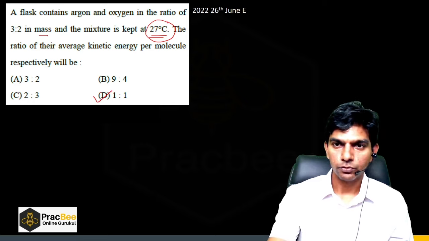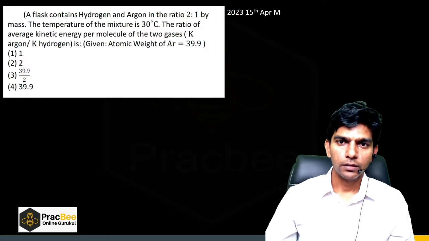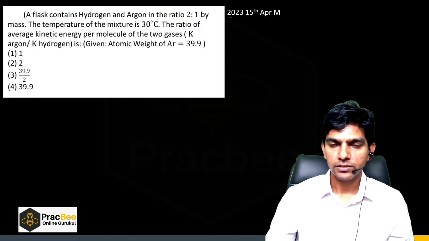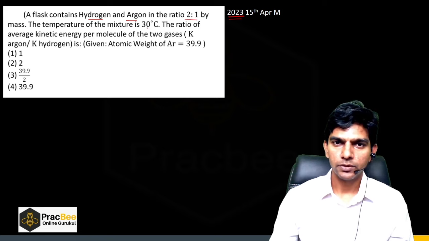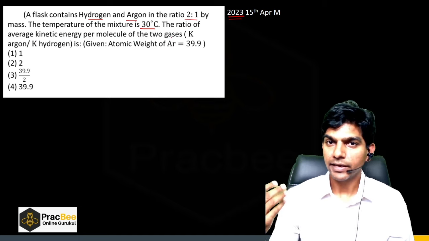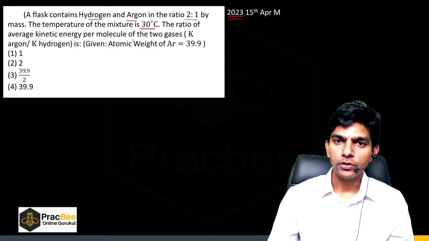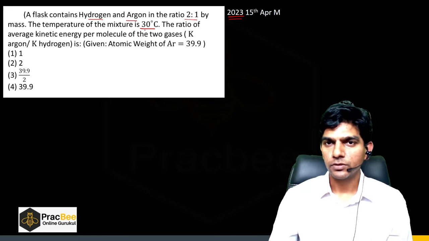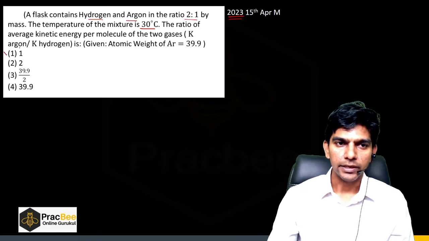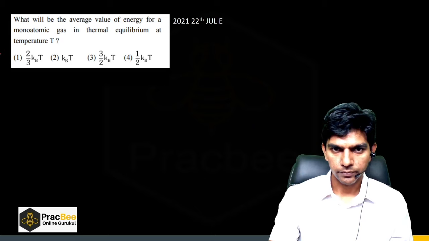Very straightforward question. Now let us see another question which was asked in 2023. A flask contains hydrogen and argon in 2:1 by mass. The temperature of the mixture is 30 degrees Celsius. What is the ratio of average kinetic energy per molecule of the two gases? Again, same question. It will not depend upon the masses of the gases. So again, the answer is 1.